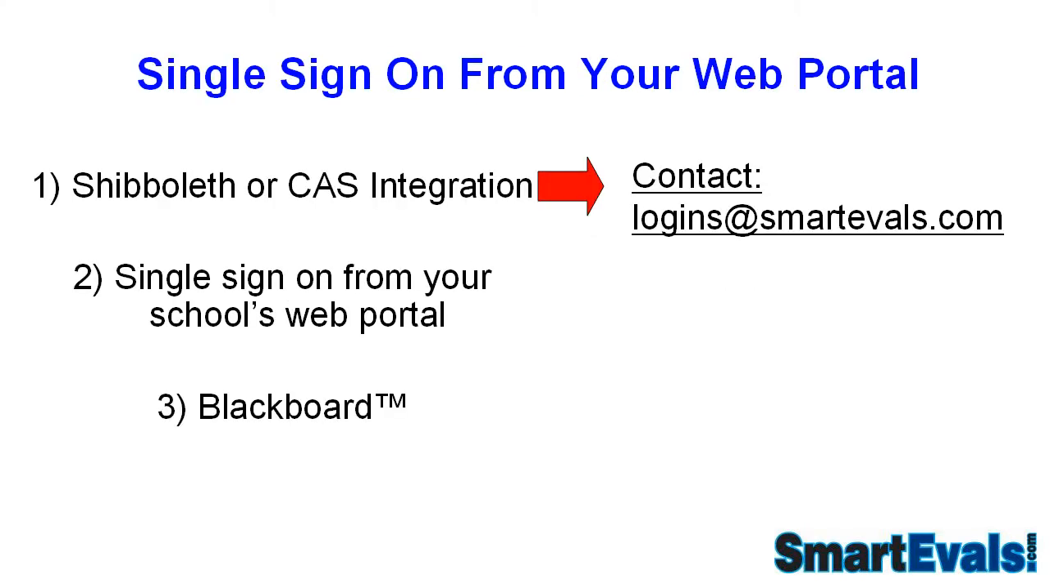There are lots of ways to authenticate your students. If your school wants to use Shibboleth, CAS, or Blackboard, please contact logins@smartavails.com to set it up. If your school has control over their web portal, it is easy to create a single sign-on link from your school's web portal in less than 5 hours. So, once the student logs into your system, they don't have to log into ours. They just click a link.